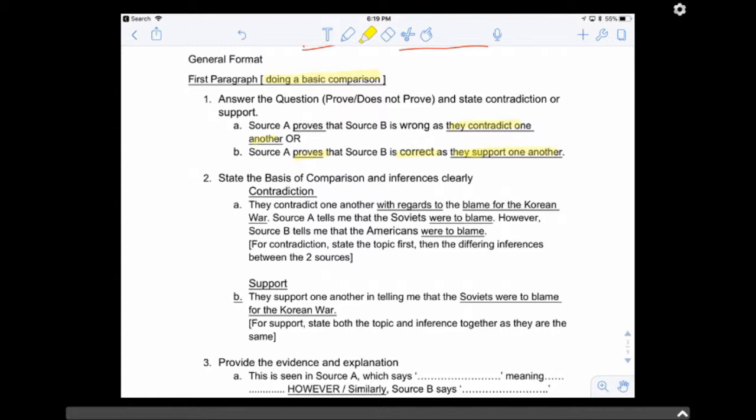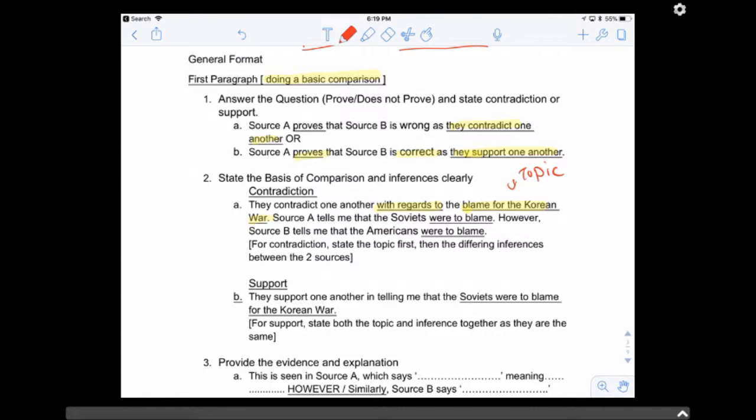Now you're just looking at source content itself, whether they prove one another based on cross-referencing of these two sources that they give you. Alright, so for contradiction, they contradict one another. I like to use "with regards to". Then this is the topic, right? Blame for the Korean War is your topic. So make sure the topic matches, right? When you do inference, keep to the topic.